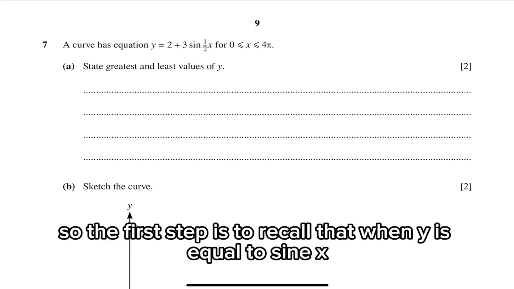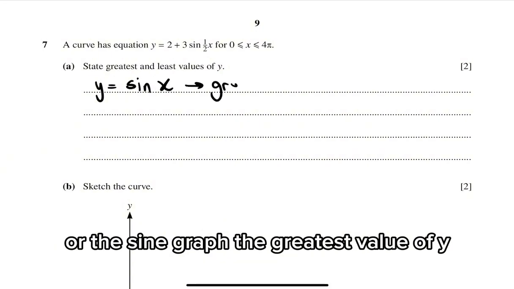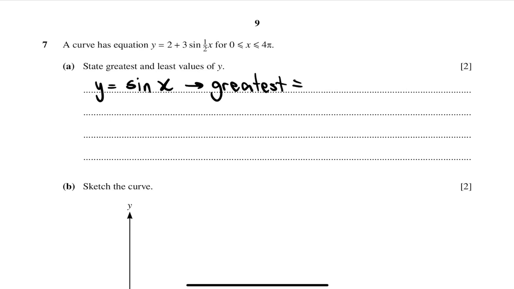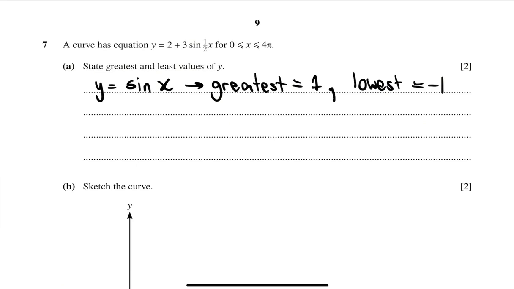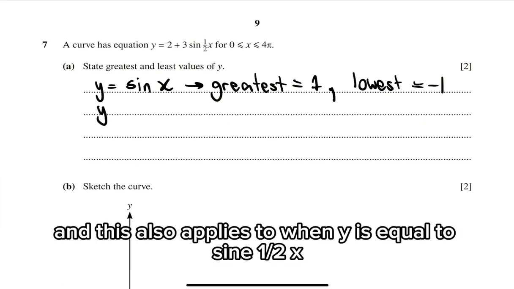So the first step is to recall that when y is equal to sine x, or the sine graph, the greatest value of y is equal to 1 and the lowest value is equal to minus 1. And this also applies to when y is equal to sine of a half x.